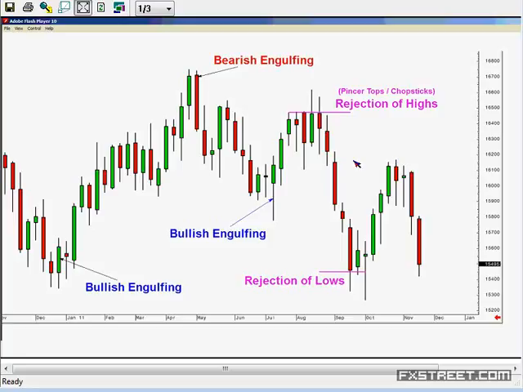Okay, so it's virtually the opposite of an inside candle, where an inside candle is indecision, where the market can't make its mind up which way to go. An engulfing candle, the market continued in the original trend, be it up or down, and then completely reversed and went in the other direction.